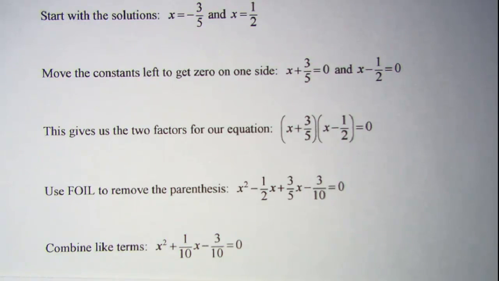Now if we did not have that stipulation that the lead coefficient was 1, we could multiply every term by 10. And that would give us a standard equation: 10x squared plus x minus 3 equals 0.